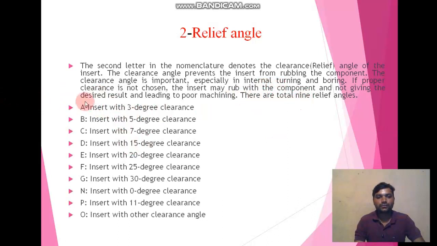In the second position, if there is the letter B, it indicates inserts having 5 degree clearance. If there is the letter A, it indicates inserts with 3 degree clearance. Likewise we have C, D, E, F, G, N, P and O. So this is about relief angle.